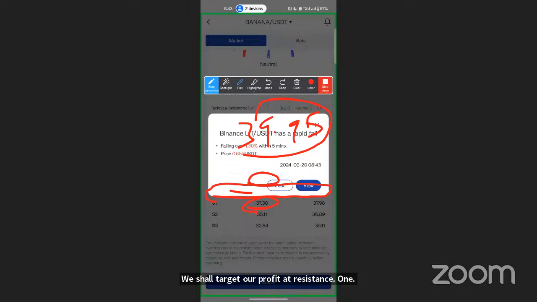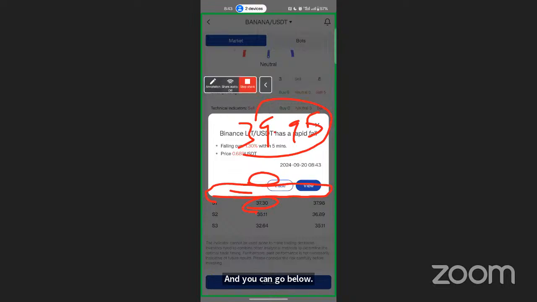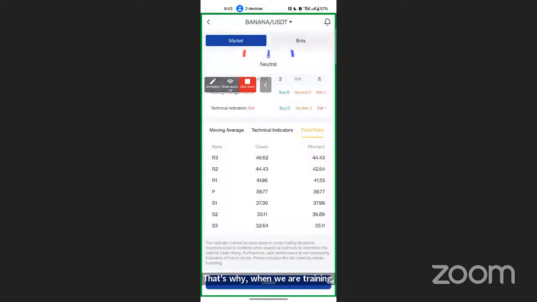So it can go above and it can go below. That's why when we are trading, we shall trade with margin calls. Give me one in the chat if that is clear. I'm not going to go into margin calls. Maybe Coach Mopiwa on the next lesson will handle that.